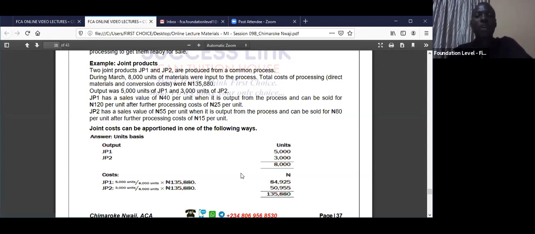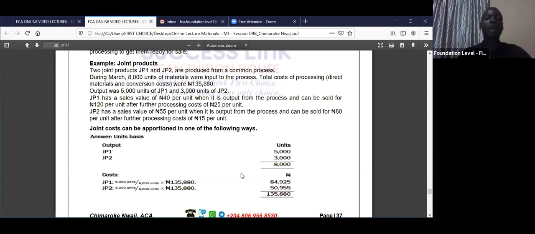Now, the total cost of processing, which is the direct material and conversion cost, is 135,880. So you put in 8,000 units, and the material cost is inside this 135,880, together with the cost of processing it to the point of split-off. The output when you split them off was 5,000 units of JP1 and 3,000 units of JP2. So the 8,000 units were separated into 5,000 of this one and 3,000 of the other.